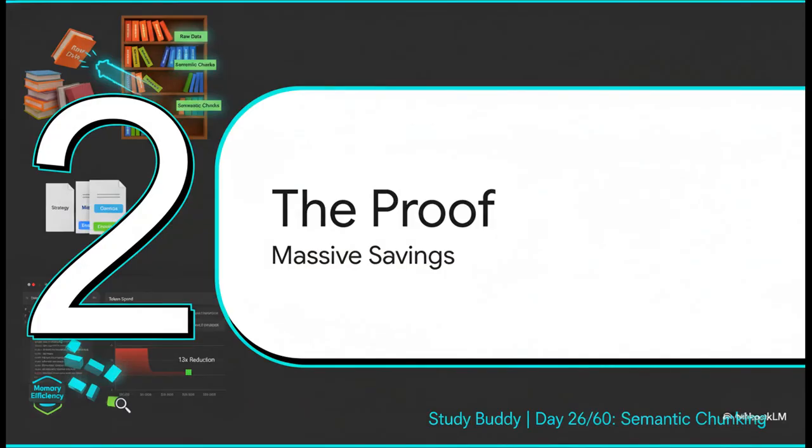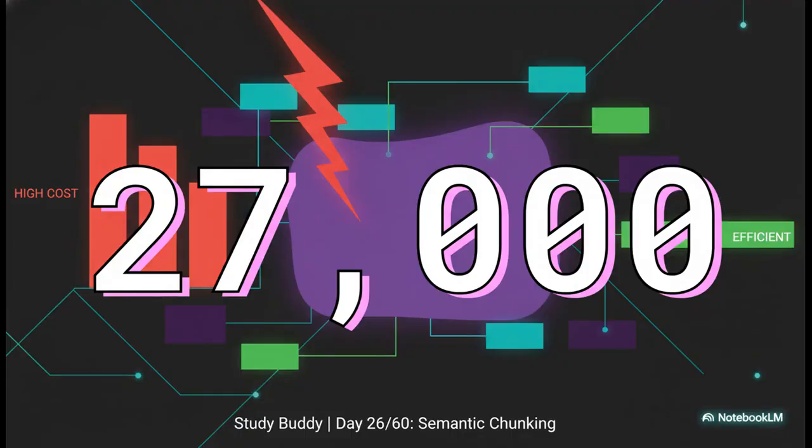Okay, an elegant solution is one thing, but does it really work? Let's get into the hard data, because honestly, the results are staggering. This is where the theory gets real. So let's take that big, complex document. If you just dump it into the AI as one single, unchunked block, you could be looking at a cost of around 27,000 tokens. That's our expensive, inefficient starting point.